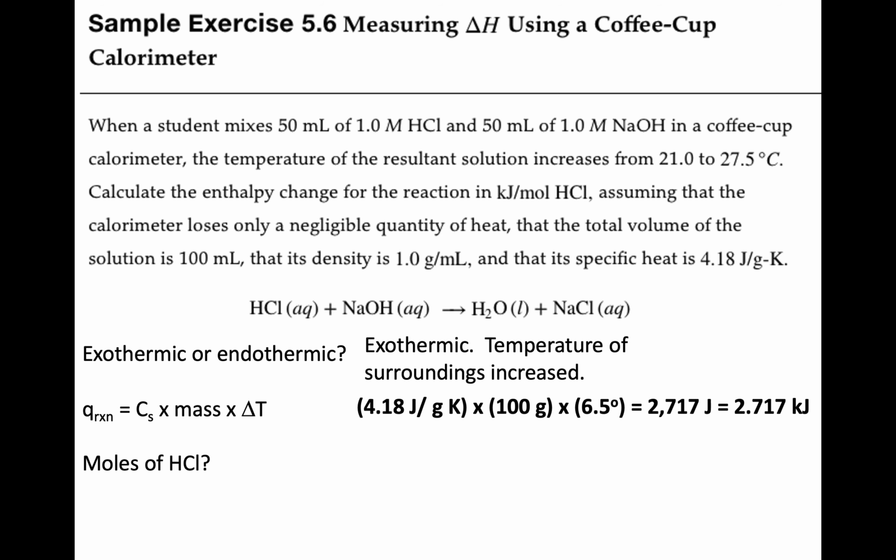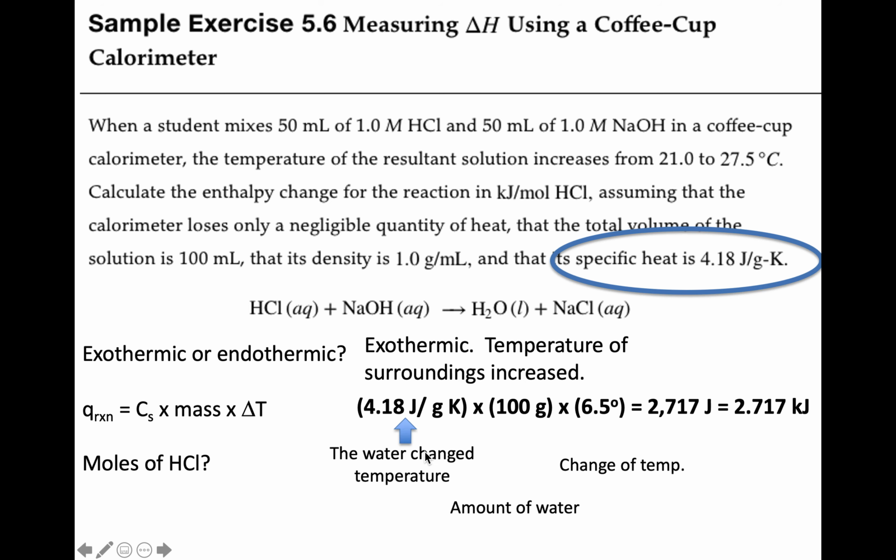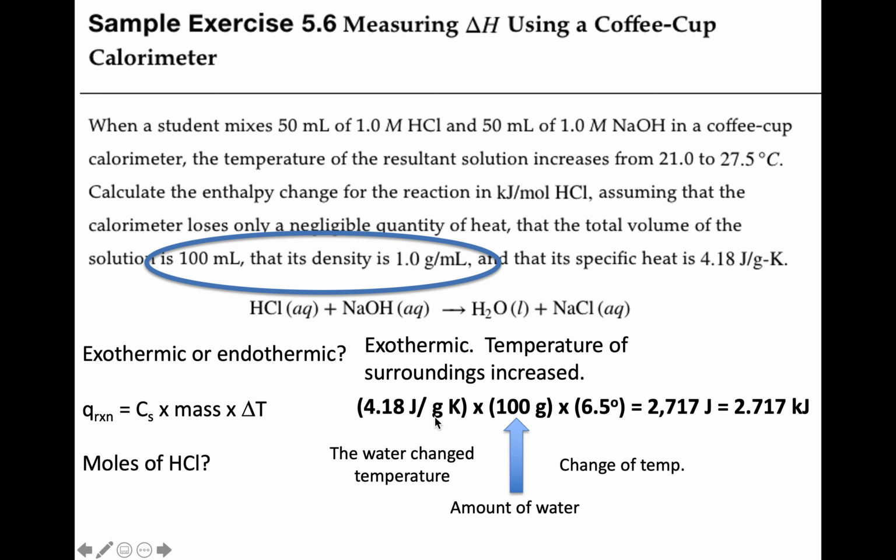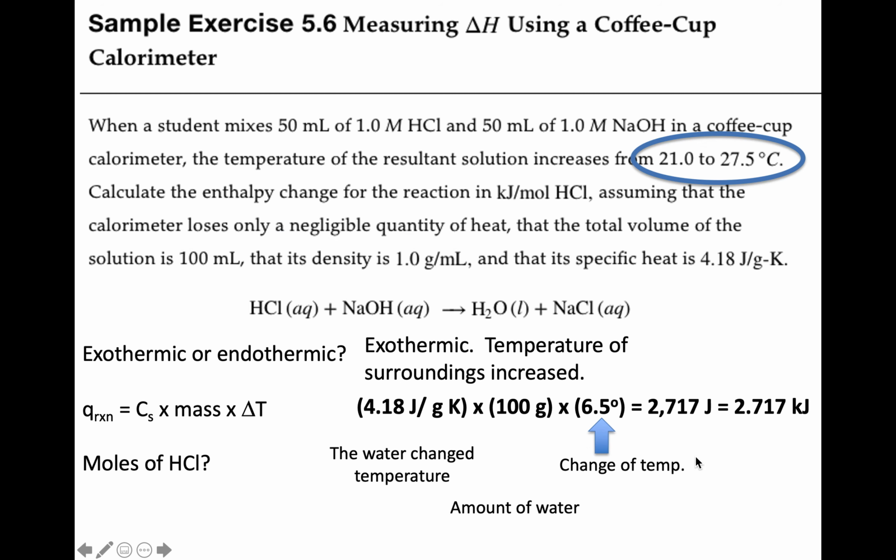Here's my expression that I'd be using for that. I know that the water changed its temperature, and I have a value given for the specific heat of the solution. The amount, I need to get it in grams because my units there are joules per gram K. It says that I end up with 100 mL because I've added 50 plus 50, and it has a density of 1 gram per mL. The reason it's giving me that is I need to convert that into how many grams I tested. And then finally, it changed its temperature by 6.5 degrees. Putting that all together, I'll figure out how many joules were involved in the experiment, or kilojoules.